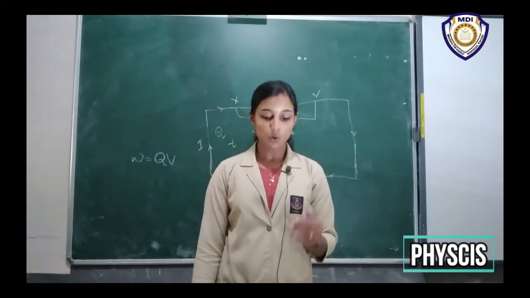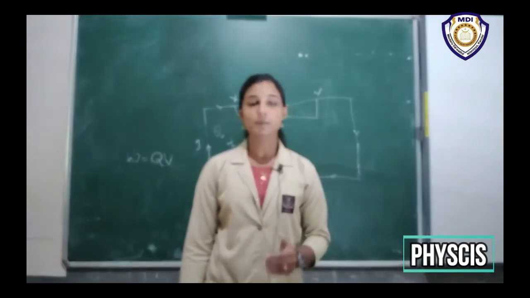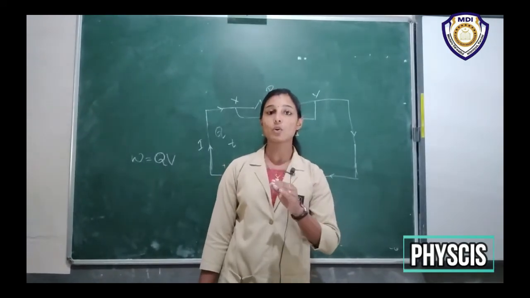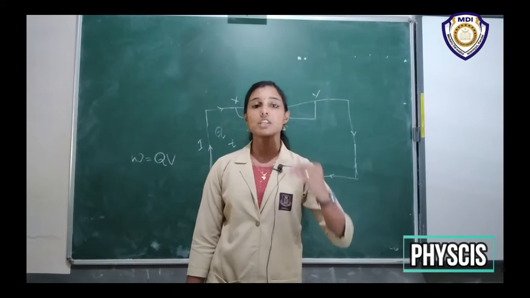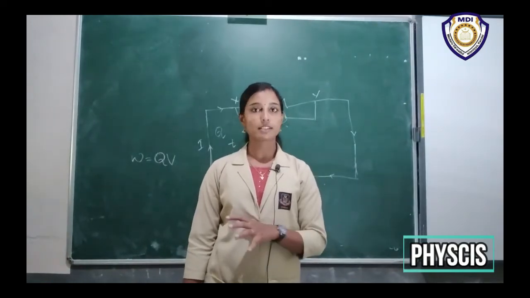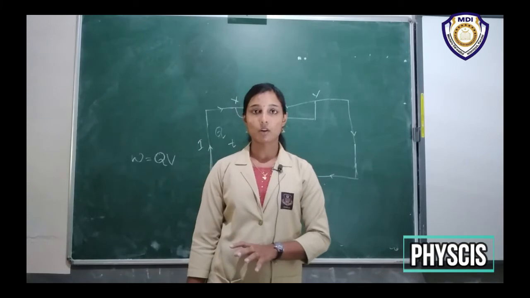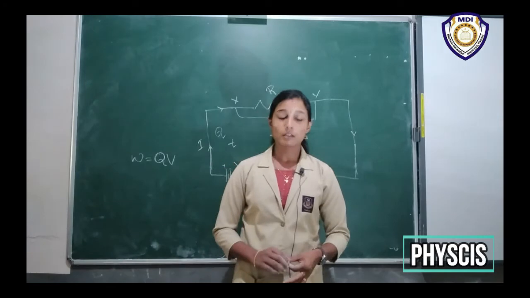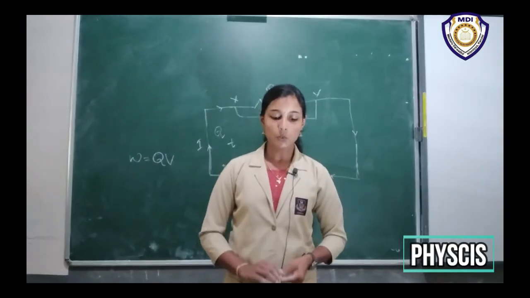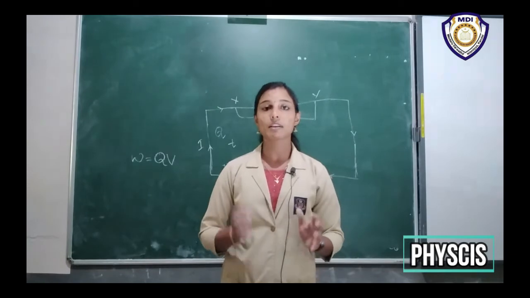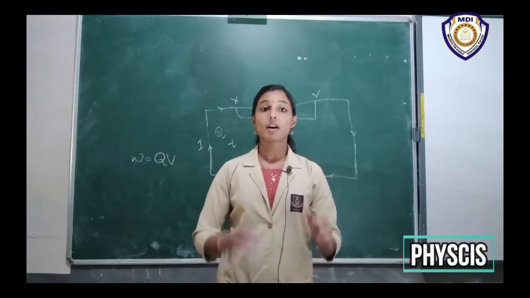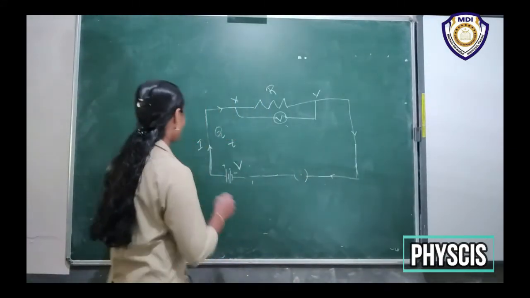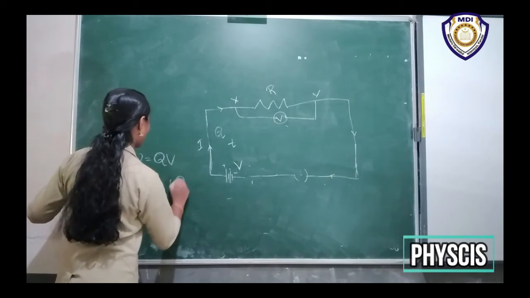Okay, so the source must supply an energy equivalent to VQ within a time t, to move that charge through the potential difference V within a time t. Okay, so here the power input to the circuit by the source is power. You know, power is always the work done per time. Power input is equal to work done by time.